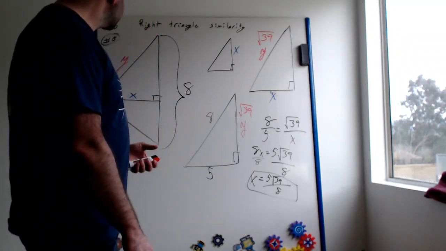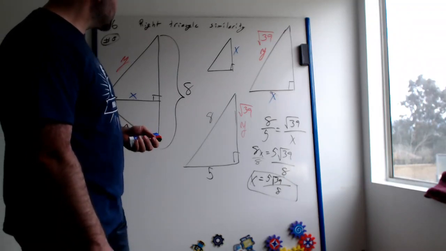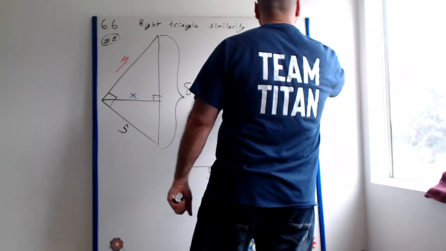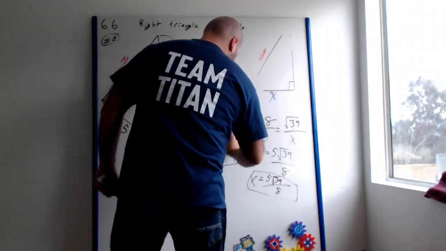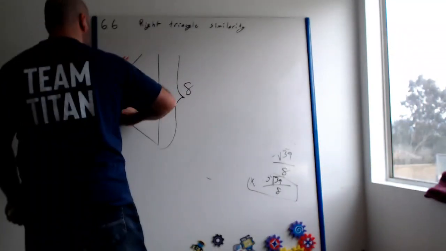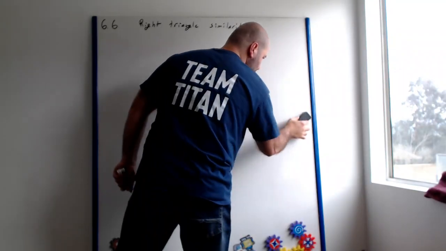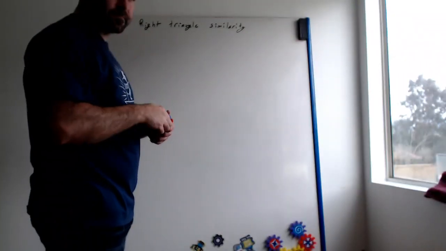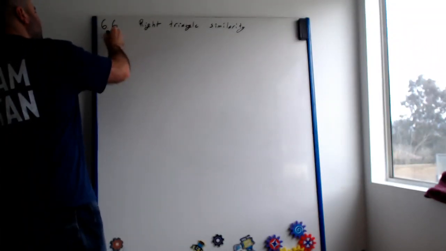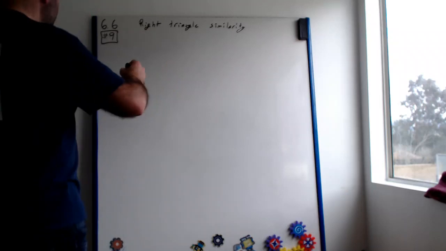Okay? So now we're going to move on to a slightly different problem, and we'll show you guys how to label things there. So let me erase all of this. Now the problem I'm moving on to is going to be number 9. Okay. So let's just draw this out really quickly.